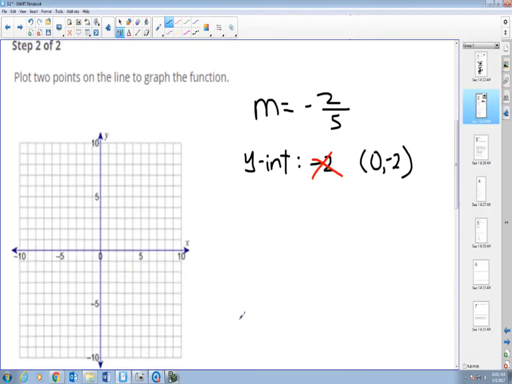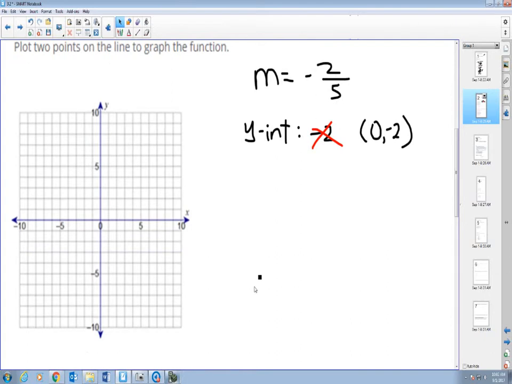If you don't want to use the calculator way, you can just plot your y-intercept, which is 0, negative 2. So starting at the origin, go down 2, and use your slope to go to the next whole number point. The slope says negative 2/5. That means down 2, to the right 5, from the point we just plotted. Down 2, to the right 5. There you go. So this second point will be 5, negative 4. So those are the 2 points you can enter in.